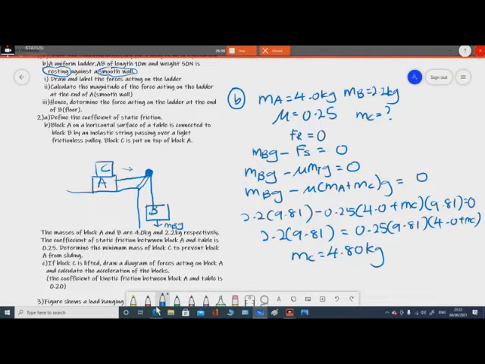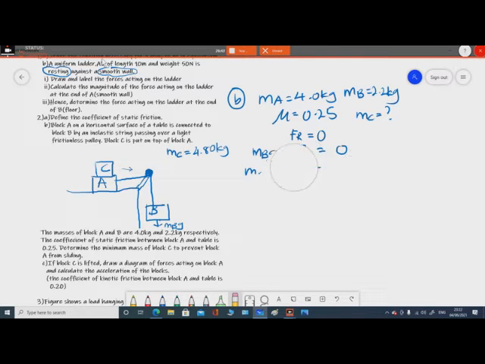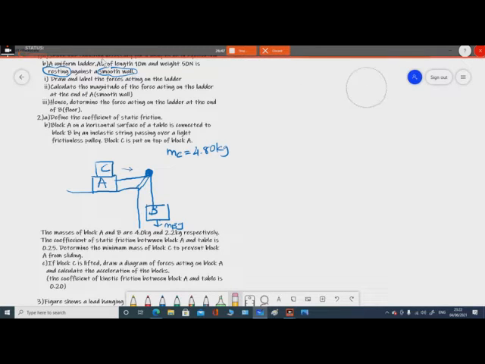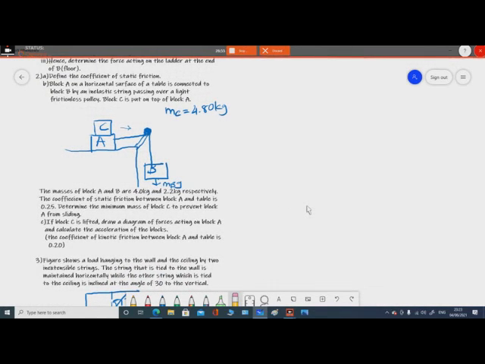So this is part B. Let me write it here: mC is 4.80 kg. Let's move on to part C. Let me scroll down a bit. So this is part C.